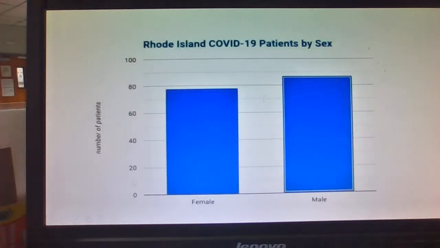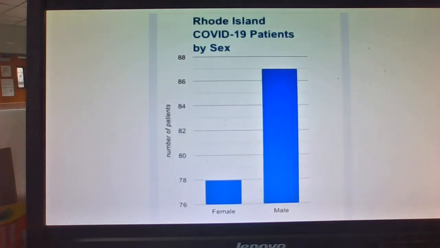Whenever you change the scale to make it a little bit more reasonable, you notice that maybe there is a slight difference in the male and female population, but it's not as big of a difference as this graph is making it out to be. So they're manipulating the data.